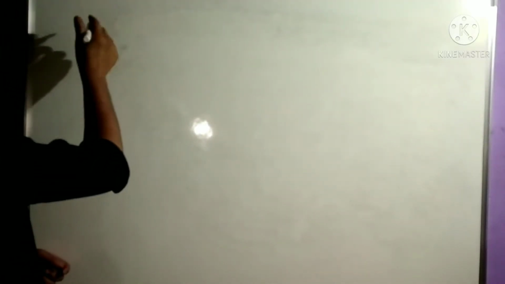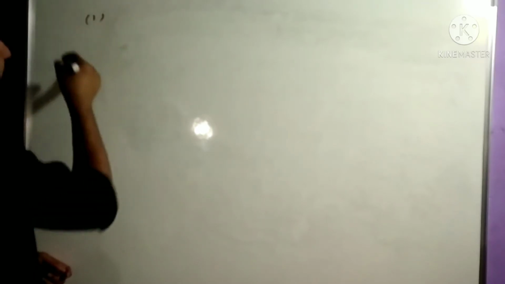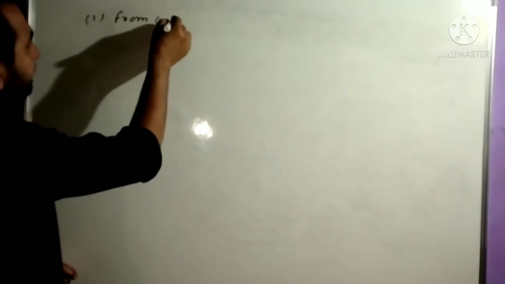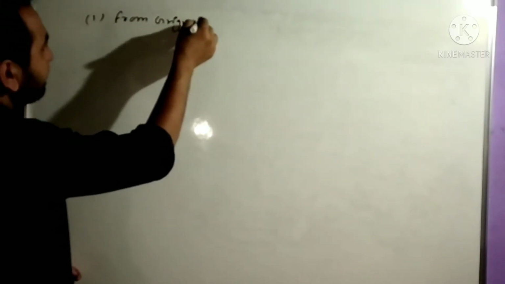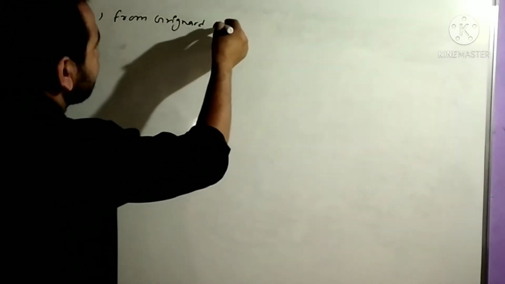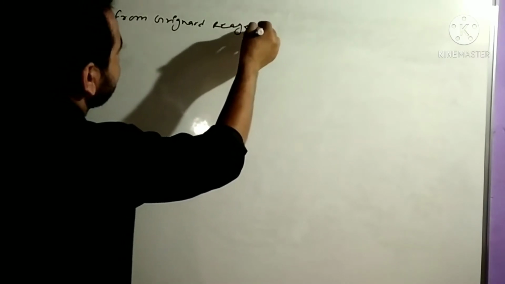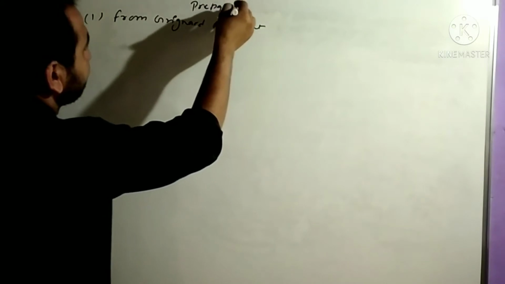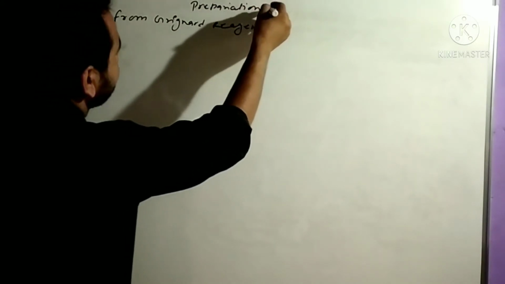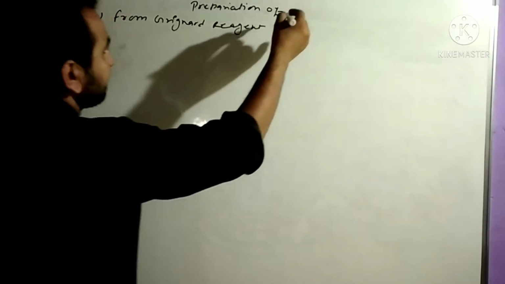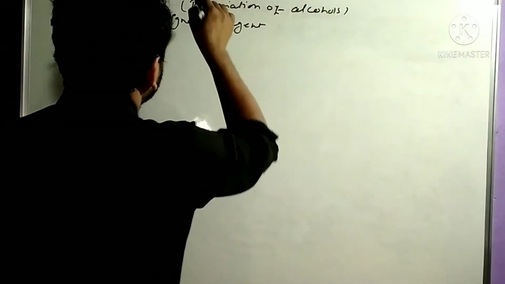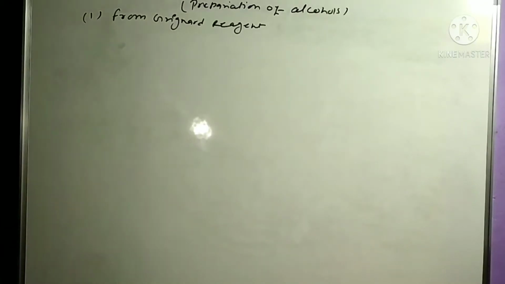So make a heading with me. The topic is the preparation of alcohol from Grignard reagent. Clear? So make a heading with me: Preparation of alcohol from Grignard reagent.